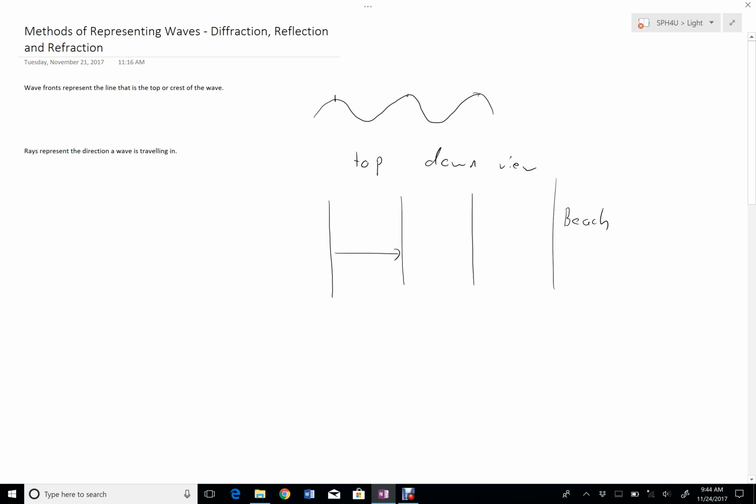In this case then, this distance would be the wavelength, and so the wavelength is nicely represented on these wavefront diagrams as the distance between these two crests, or these two lines. This here could be called a ray, and a ray is the way that we represent the direction the wave is traveling in. So these waves are all coming into the beach. This is the top of the waves, and they're all going from left to right as I've drawn it. And somehow we are flying above the beach, looking down on it, only seeing the top.